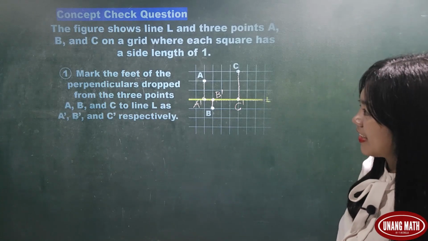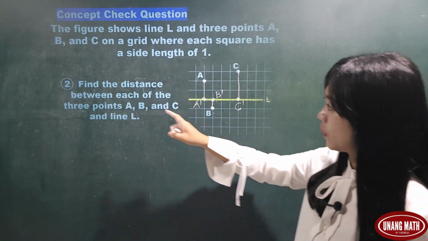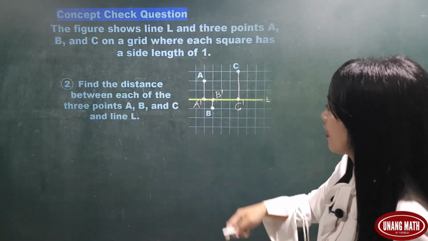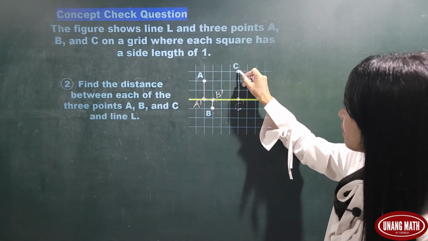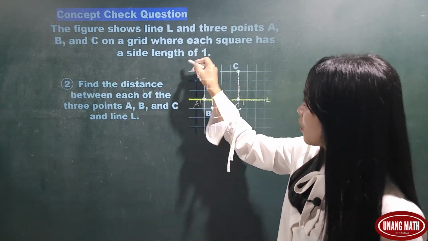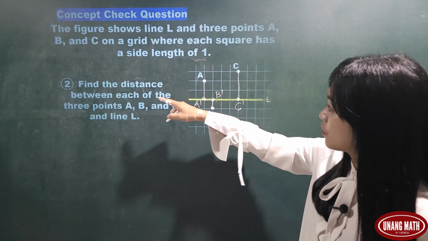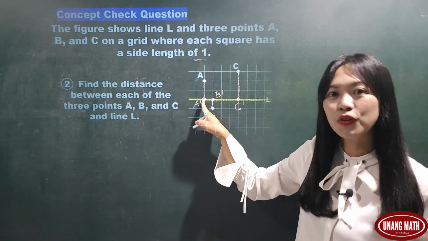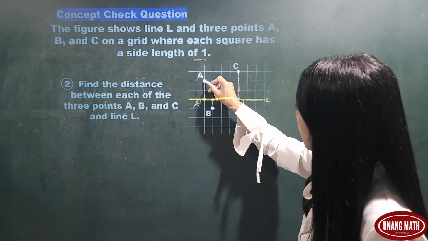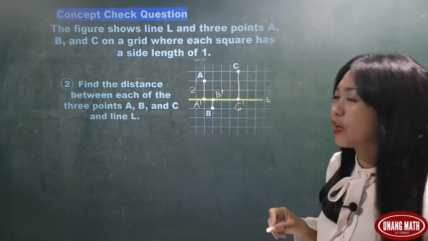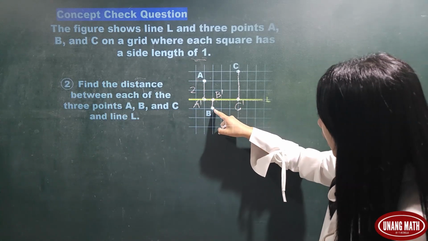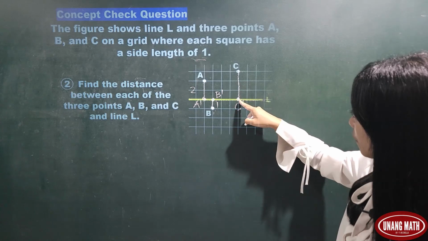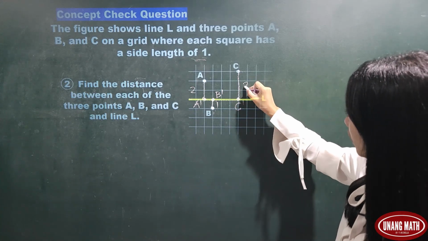Next question is, we will find the distance between each of the 3 points, A, B, and C, and line L. Since each square has a side length of 1, the distance between point A and the line is actually the distance from point A to the foot of the perpendicular. So, meaning 1, 2. So, this is 2. What about from point B to the foot of the perpendicular? So this is 1. From point C to the foot of perpendicular, this is 1, 2, 3. So this is 3.